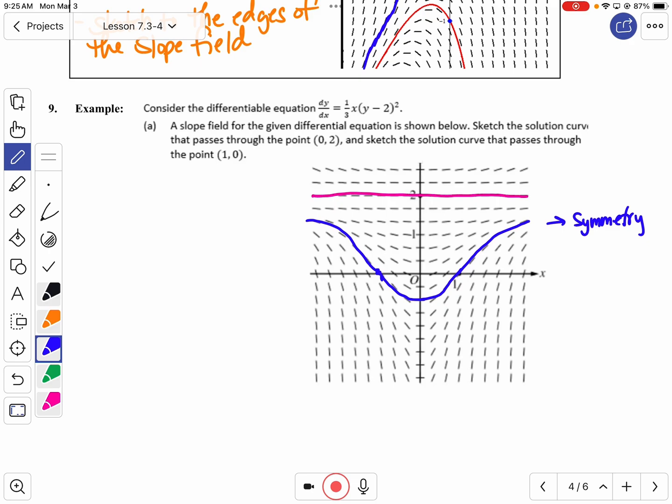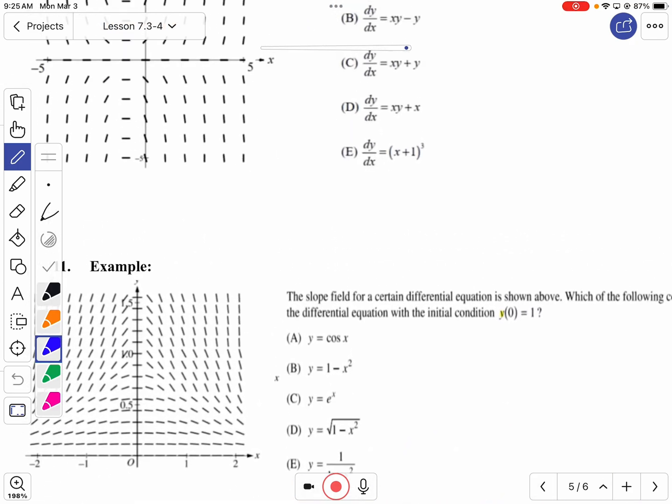Okay, so let me show you all the different ways they can ask you this question in multiple choice, all right? Most times when we see a slope field, there's at least one in multiple choice. There's at least one in free response. There are some years where they didn't give us a slope field in free response, but for the most part, we always see one there. Okay? So now let's look at some multiple choice.